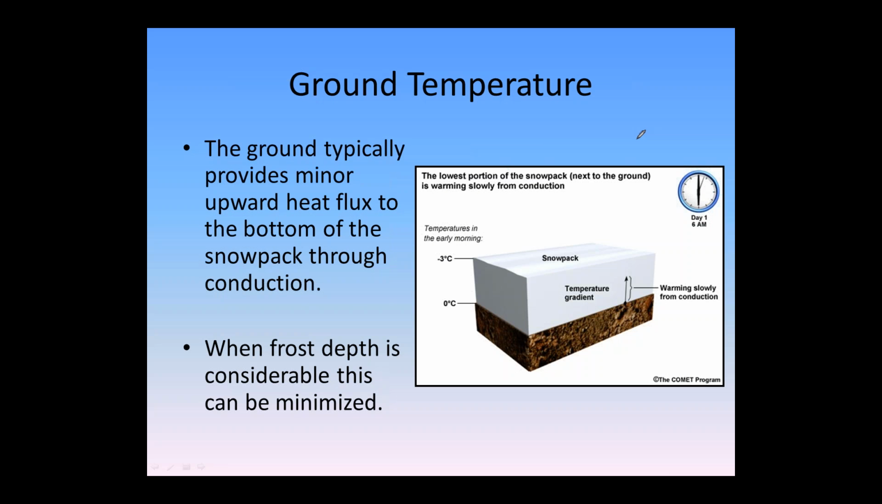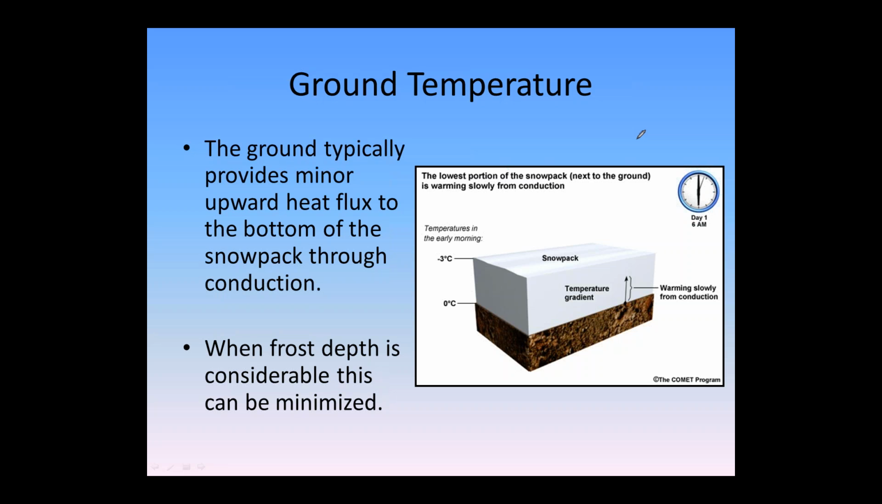And then finally, we'll also talk about, or at least another one, about ground temperature. The ground typically provides at least some minor upward heat flux or heat transfer up into the bottom of the snowpack through conduction. Conduction meaning it's touching the snowpack and it transfers the heat from one body to the next. In this case, the ground or soil into the bottom of the snowpack. This is typically a little bit more minor of a deal, but it can be more important in late spring if you get a snowfall, or early in the season.